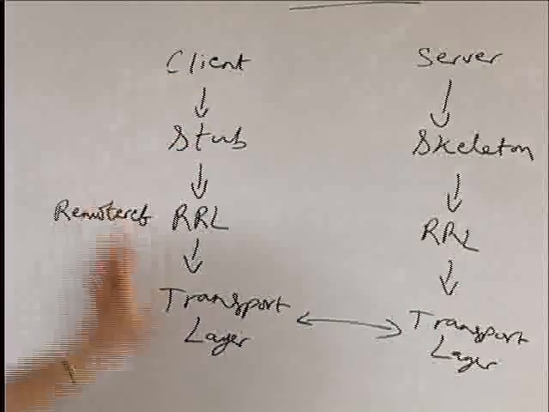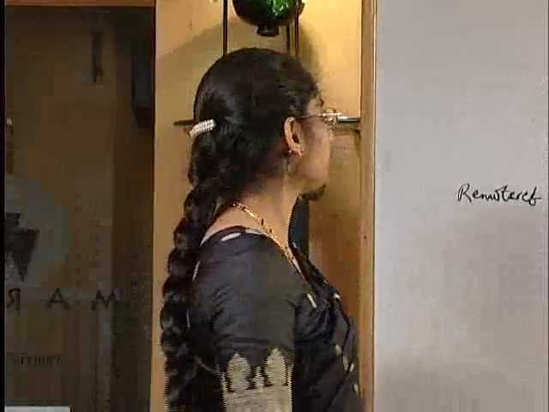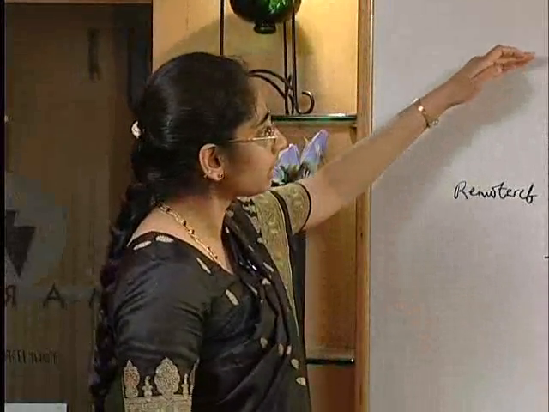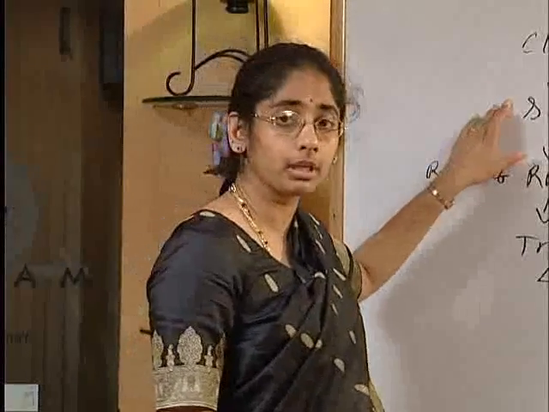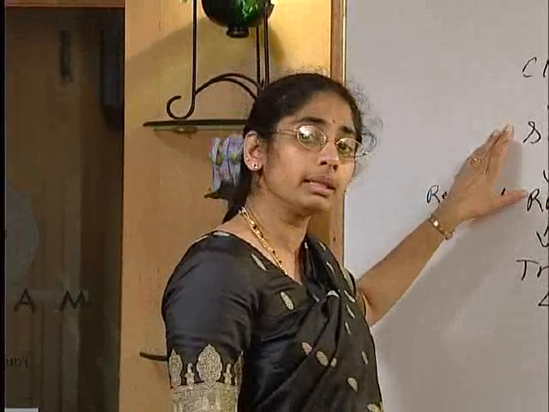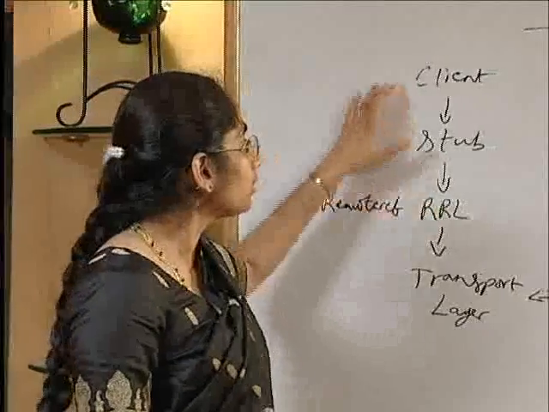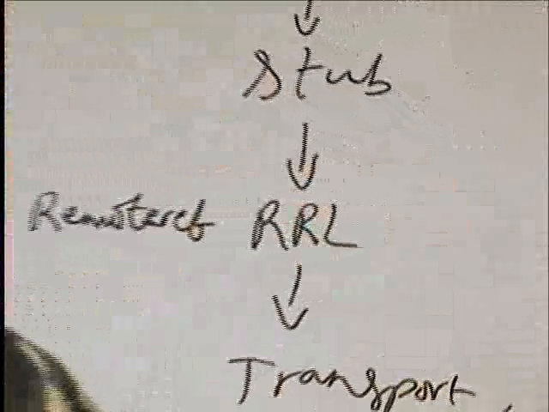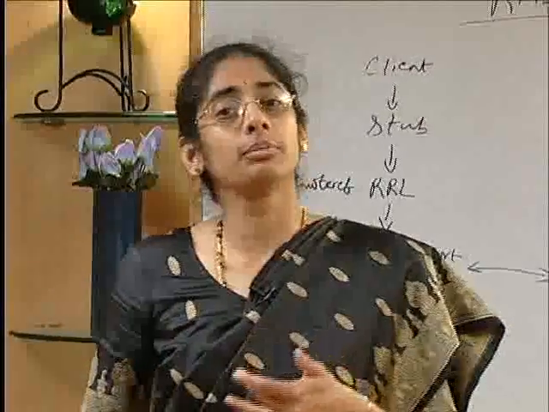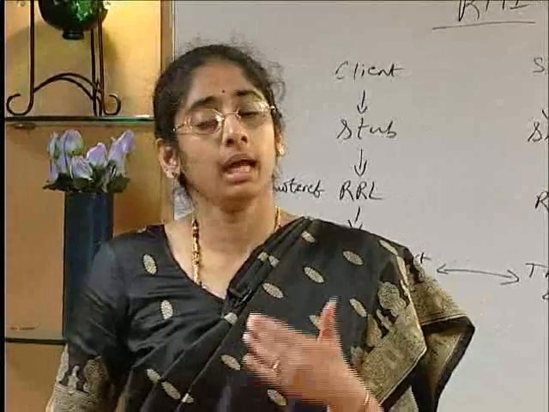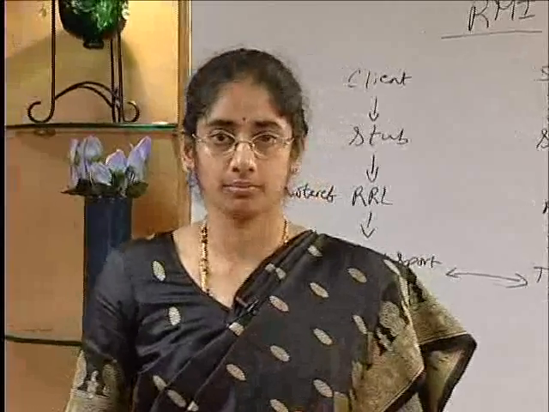Now, we need to still look at what other things are happening during this communication. That is, when a client makes a request on a method of the remote object, the method could be taking parameters. Now, those parameters could be of different types. That is, it could be primitive types, it could be object types, and if it is object types, it could be a local object or it could be a remote object again.